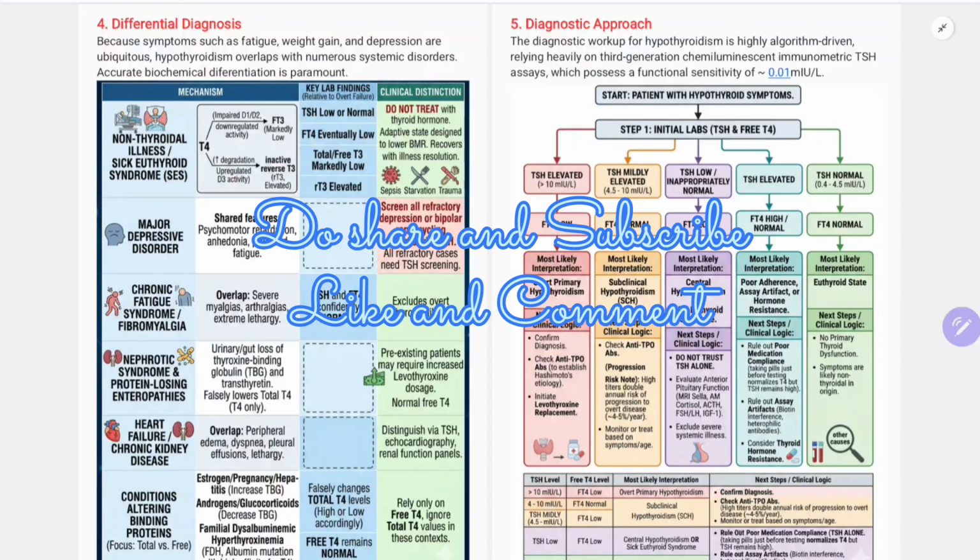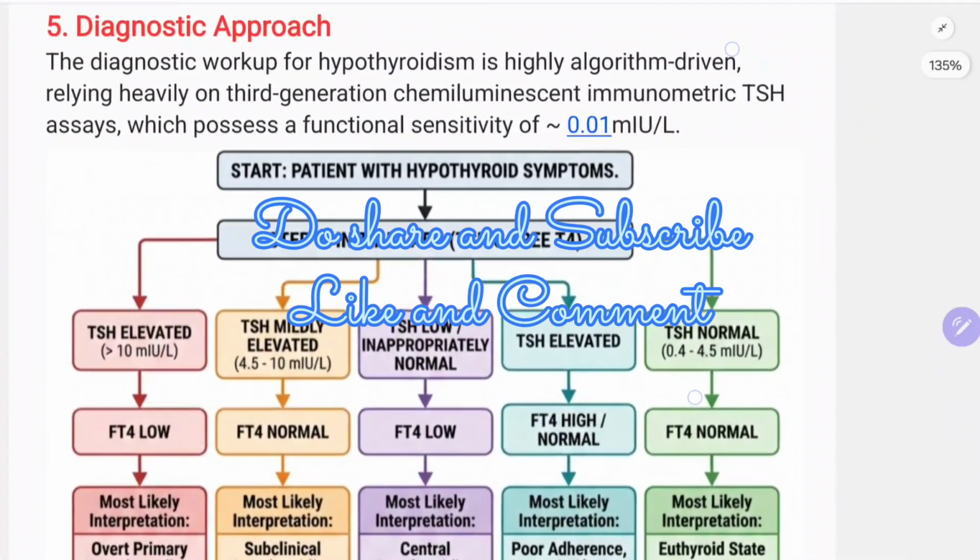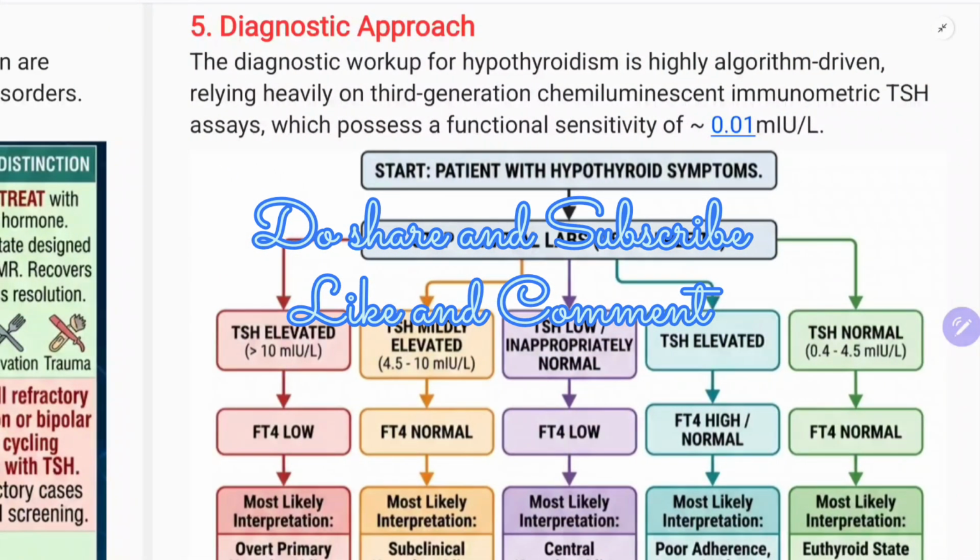So in the previous video we have discussed till differential diagnosis. Now we will move on forwards. Let's begin with the name of Almighty. So let's discuss the diagnostic approach.